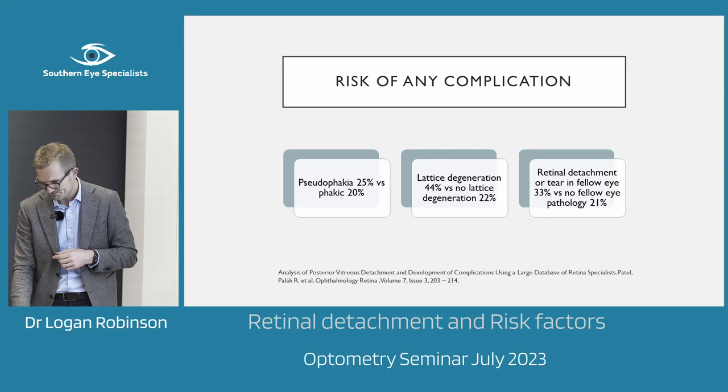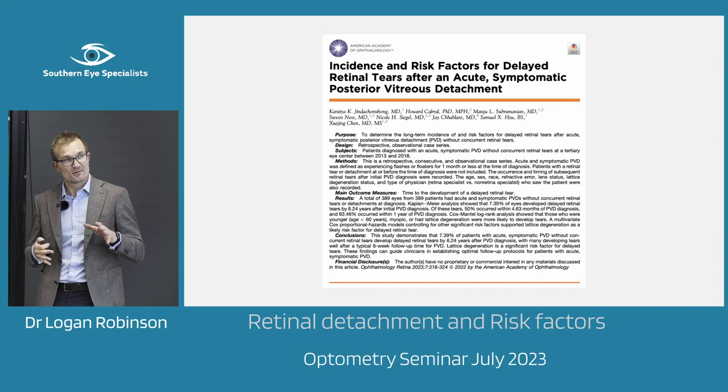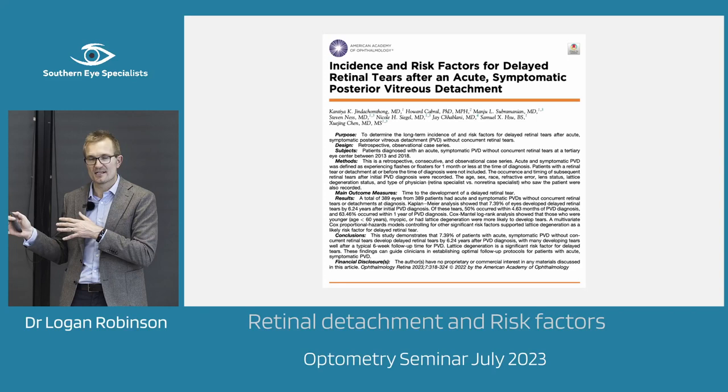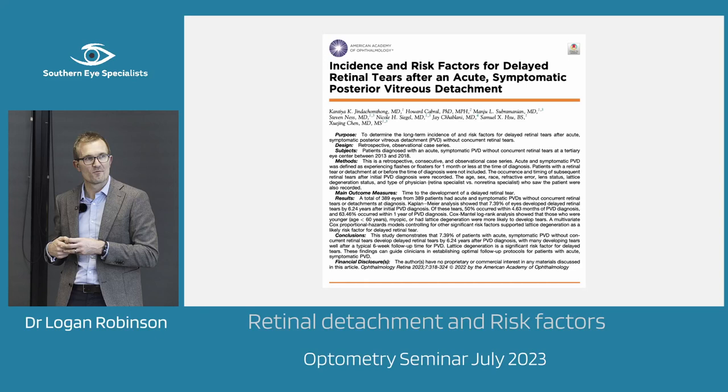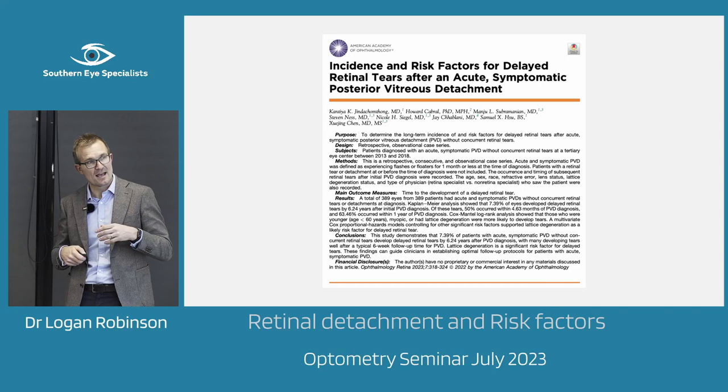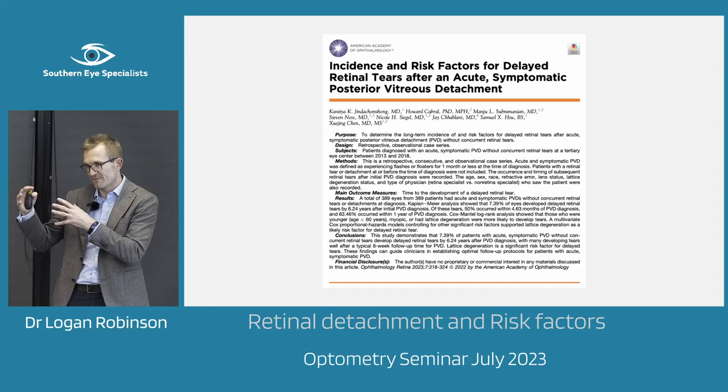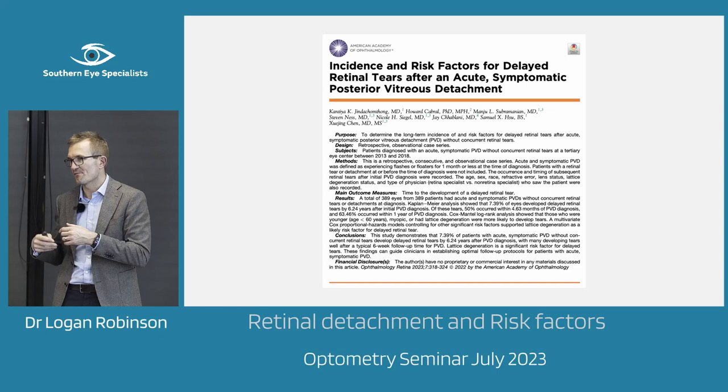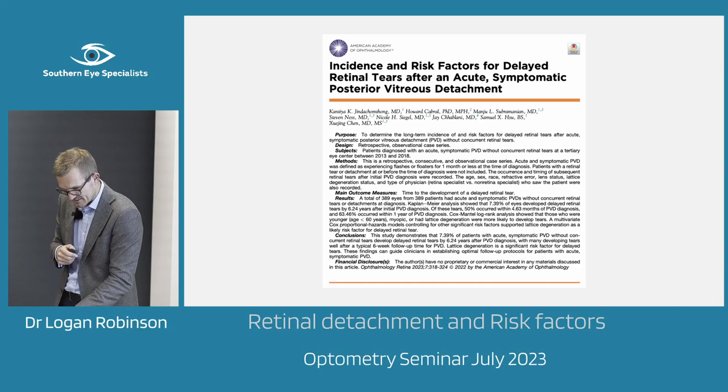This is another study which came out just a couple of months later, actually, and they were particularly looking at delayed retinal tears in patients who presented with acute PVD, which again they said was flashes and floaters within 4 weeks of presentation. And so they looked at the charts of these people. They found about 3,000, but then they excluded lots for lots of reasons. But they came up with 389 who fitted their criteria. And then they looked to see, did they present later on with retinal tears, at what time frames, and what were the risk factors for those patients. And it was over a few years that they looked at this.